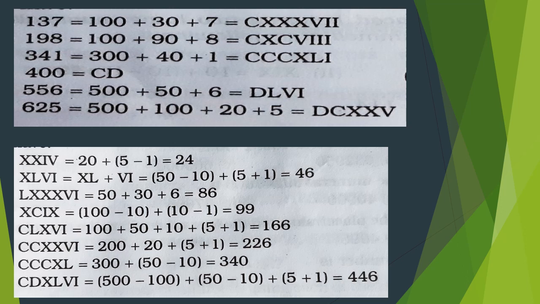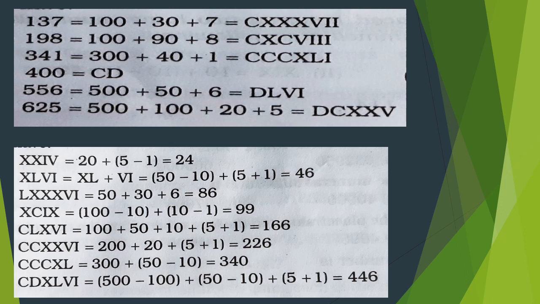Secondly, we have some examples. We are given some Roman numerals, and we have to write the Hindu Arabic form of that. Like we are given double X, I and V. For double X the answer is 20. For IV we will write as 5 minus 1, as we all know. So the answer will become 24.